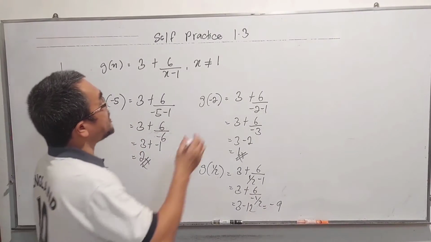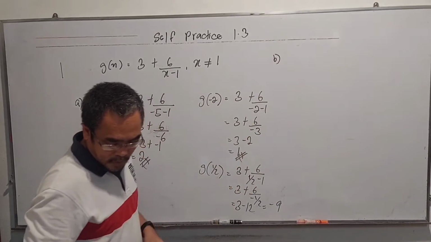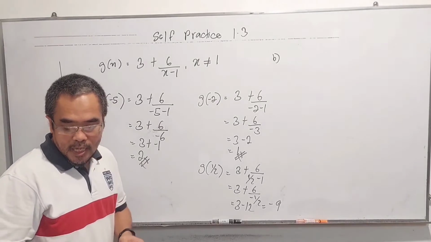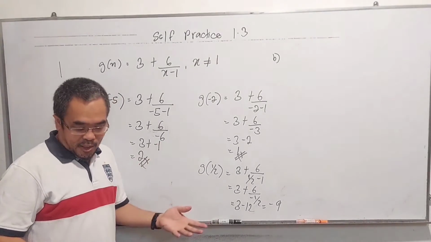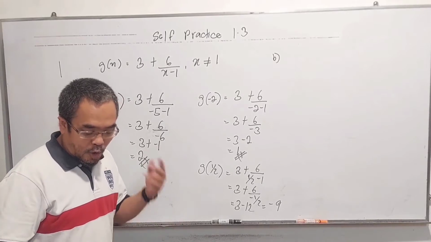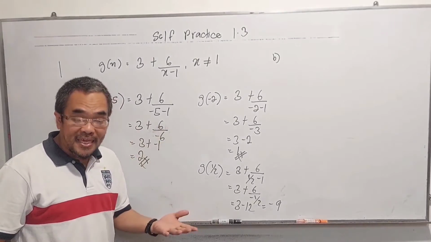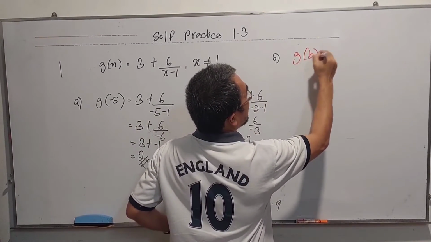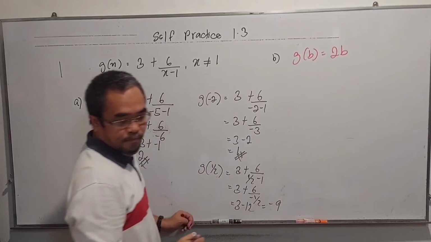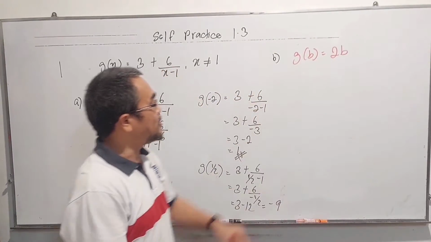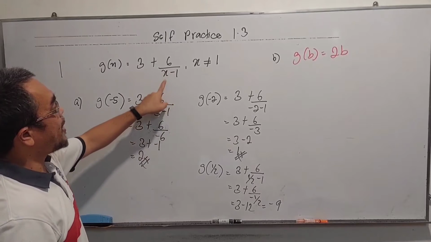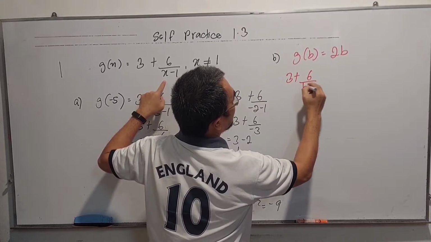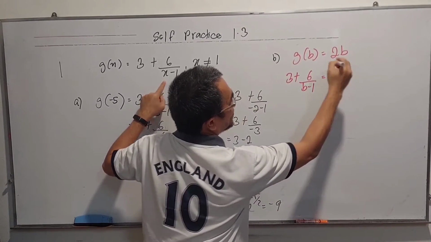And question B, that is, given the image of b is 2b. In this case, the object and image are given. Given that the image of b is 2b, so b is the object, 2b is the image. So we say g(b) is equal to 2b. Object and image. So for the object you replace where x is. So we say 3 plus 6 over b minus 1 equals the image.